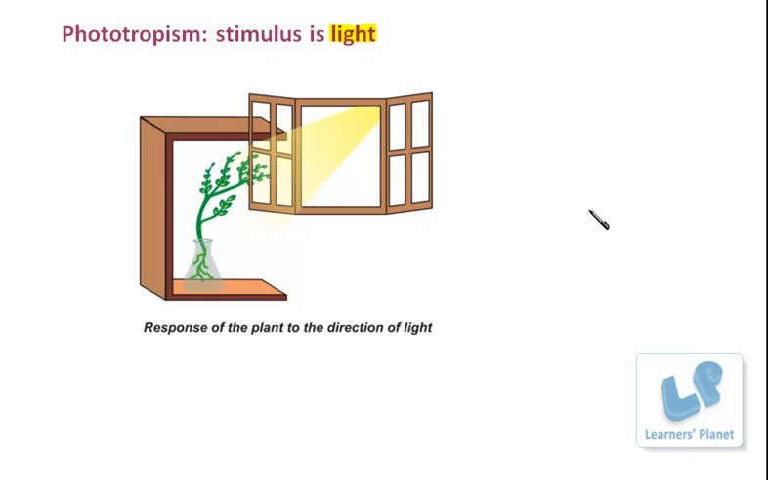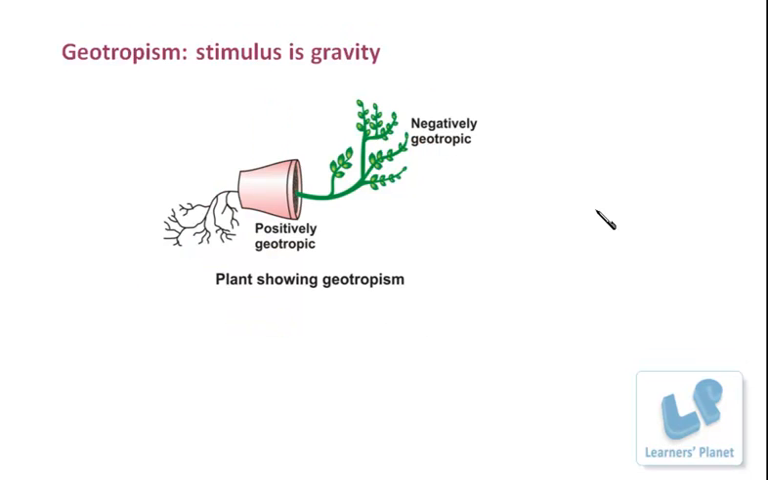The next type of tropic movement is geotropism. Now, geotropism is a response of a plant which is given towards the stimulus, that is gravity. So in this type of tropic movement, the stimulus is always gravity, right? Gravity means a force of attraction shown by the earth, which pulls things in the downward direction.